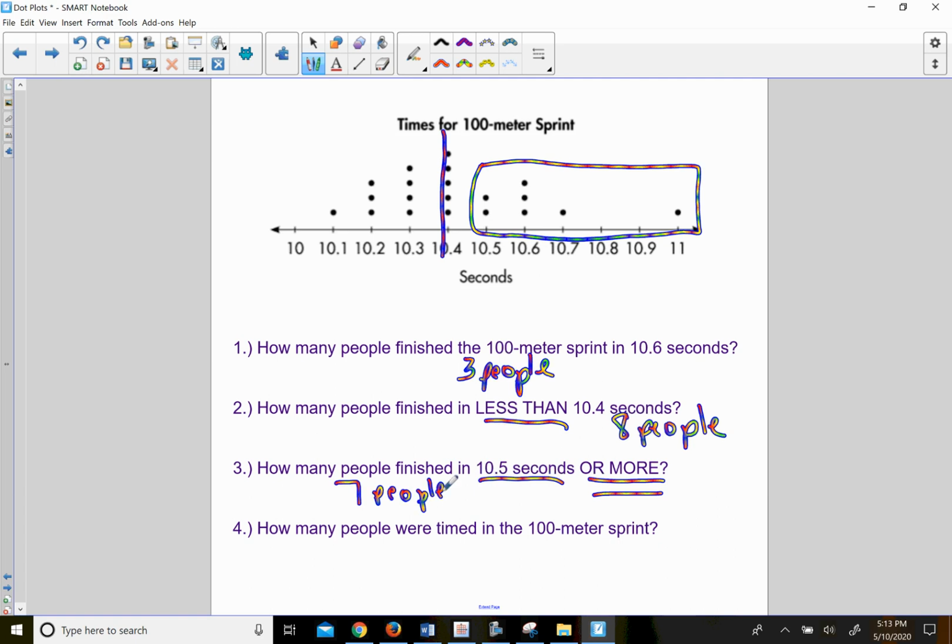And how many people were timed in the 100-meter sprint? So now I'm going to add up all my dots. So I'm going to take out my drawings on my dot plot there. We have 1, 2, 3, 4, 5, up through 19, 20. So 20 people were timed in the 100-meter sprint.